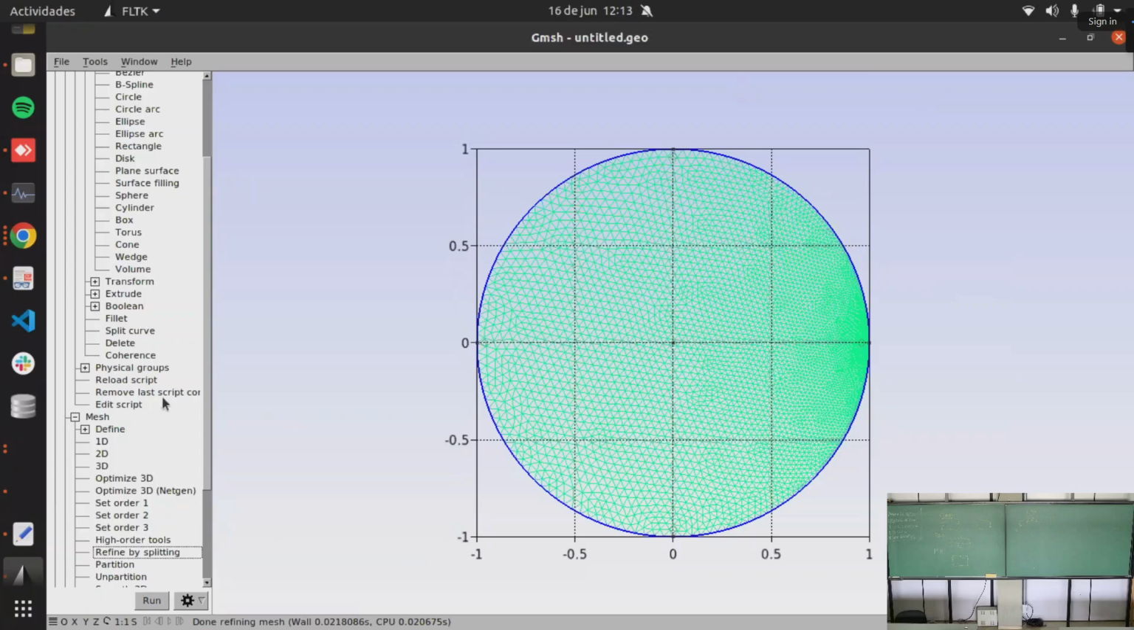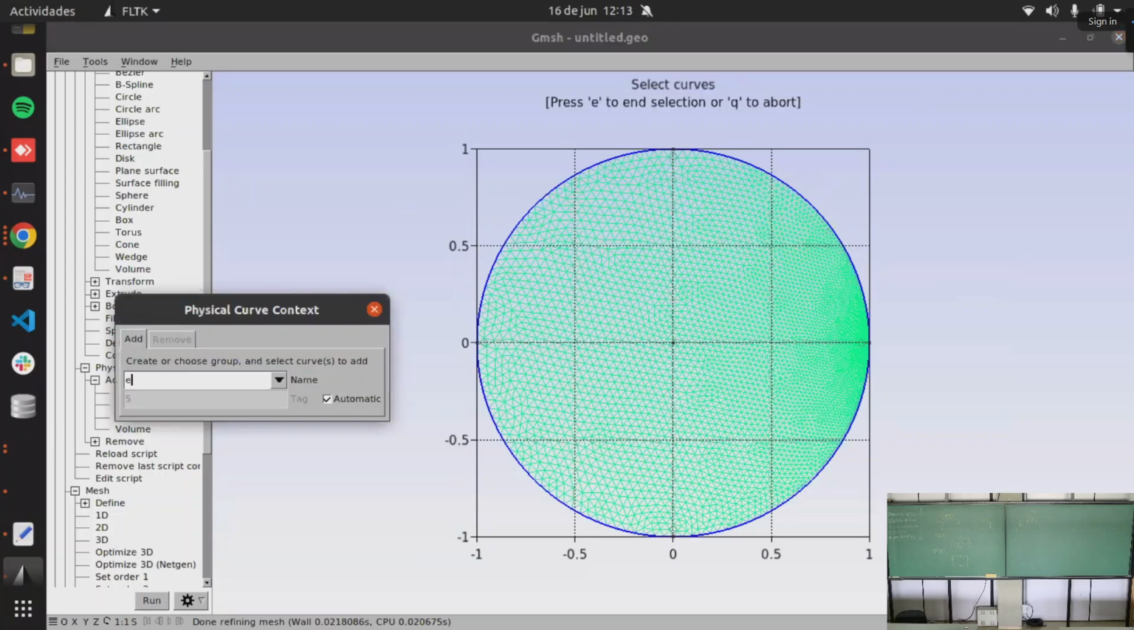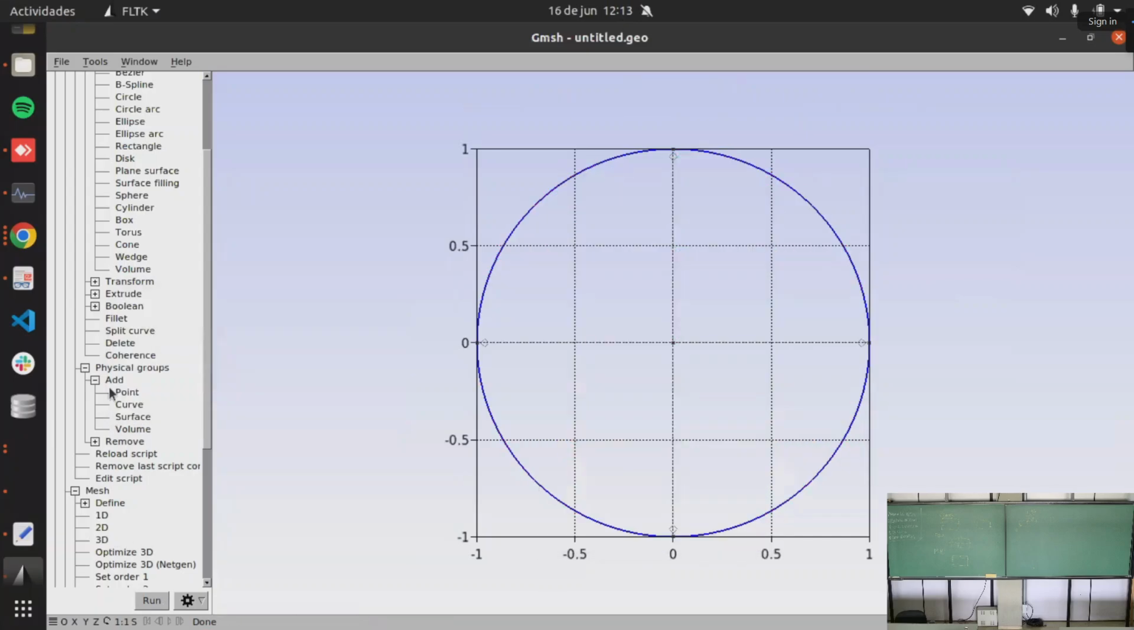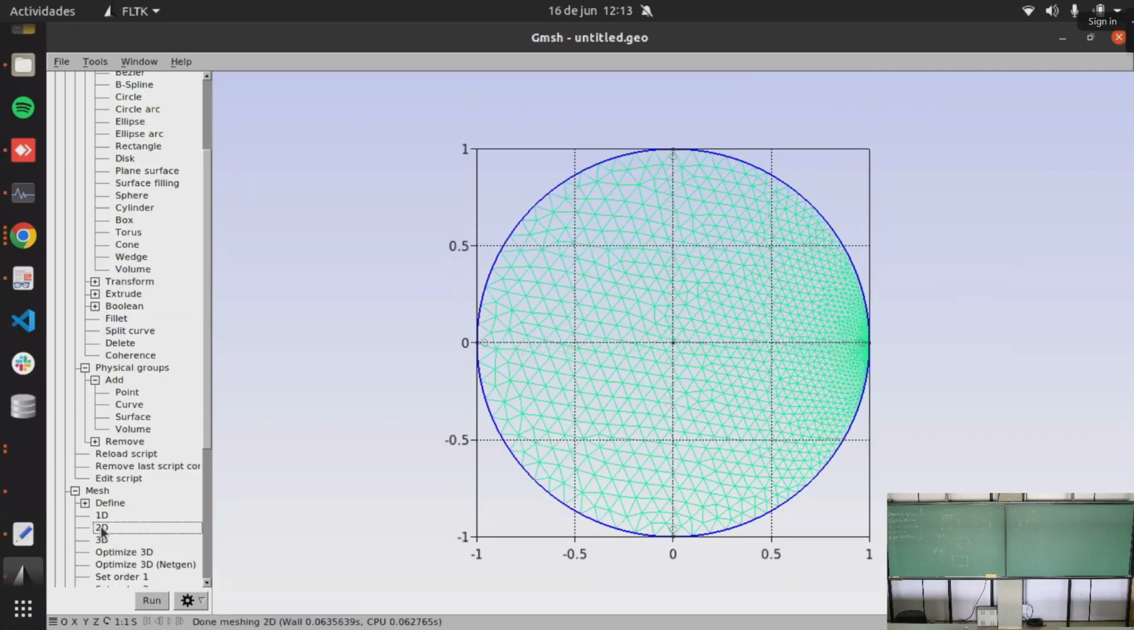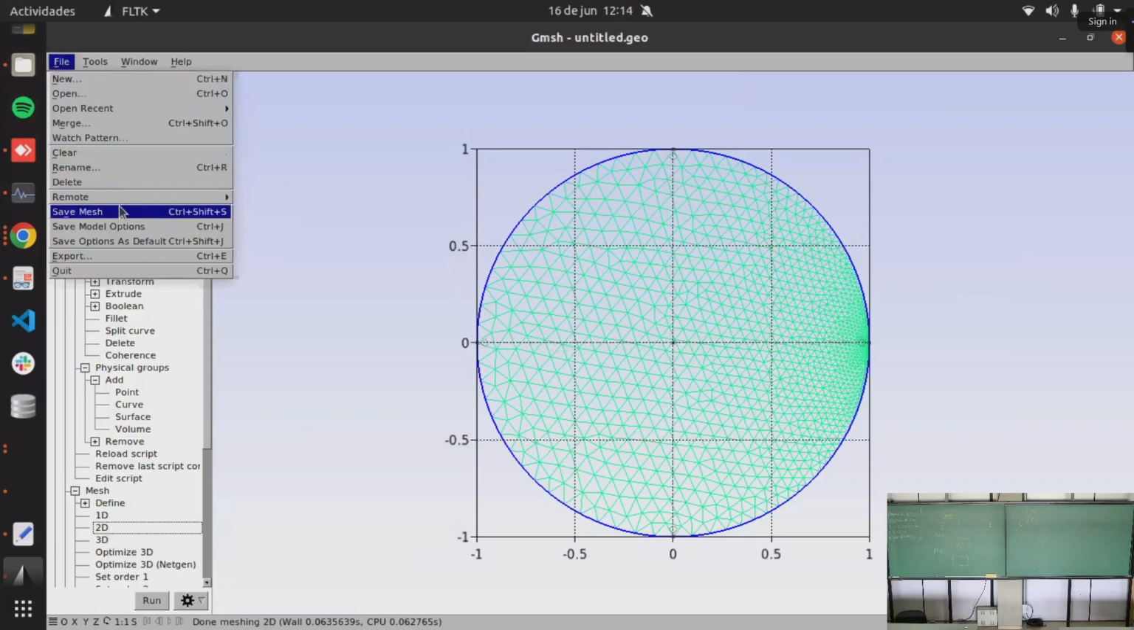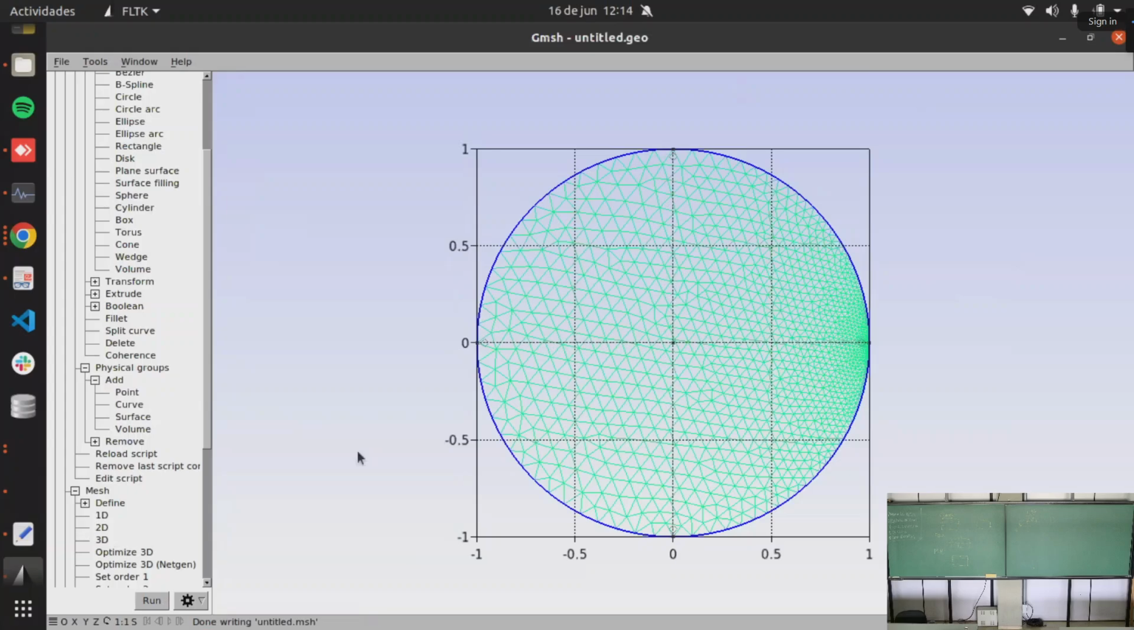And if I want to create a physical group that will be the exterior of the circle, I have to do it like this. Curve, and put a name, X, all the lines. And I can save the mesh like this, and that's all. Yeah, this is going to have the points at the extremes, right? Exactly, because I am adding the points explicitly.